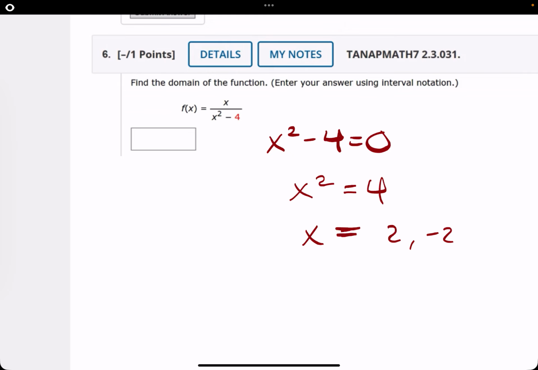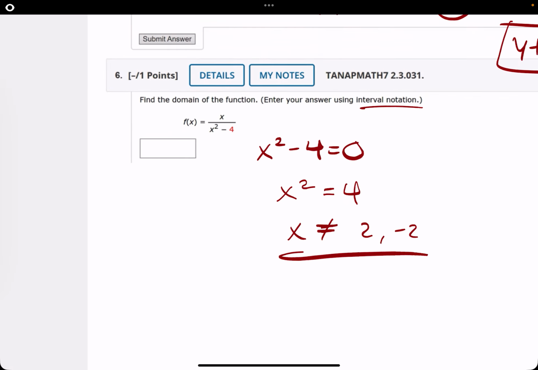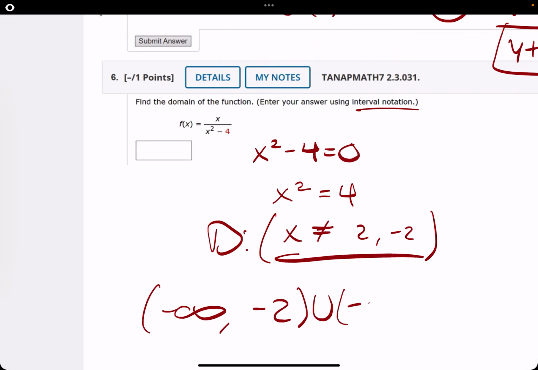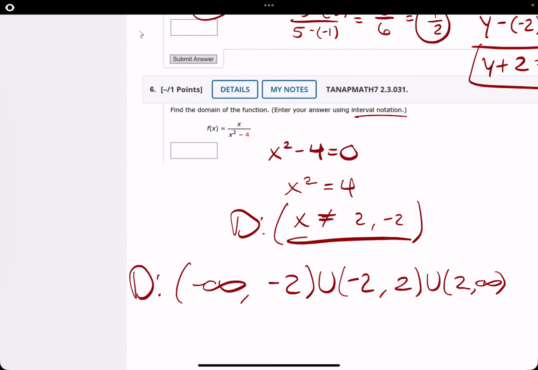So how can we express in interval notation all real numbers except for 2 and -2? The reason I've written x cannot equal 2 and -2 is because this is really our domain. X cannot equal those 2 numbers, but it can equal everything else. So we say -infinity to -2, parenthesis, because x cannot equal it. If we put a bracket, that indicates that it can equal -2. So we do union, another parenthesis, -2 to 2, union 2 to infinity. And that is our domain.